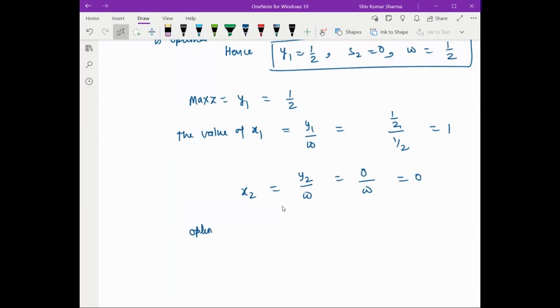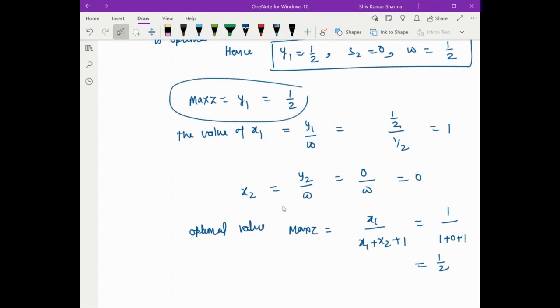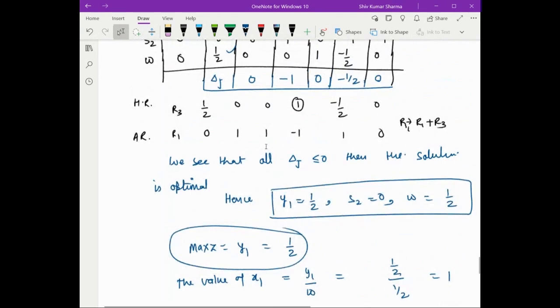And the optimal value, maximum z, you can write as our objective function in this form, x1 upon x1 plus x2 plus 1. So x1 is 1, 1 upon 1 plus 0 plus 1 gives us 1 by 2. So we already wrote here 1 by 2. So this is the problem we solved by using both methods. That means the first is the Charnes-Cooper method, and the second is our simplex method.